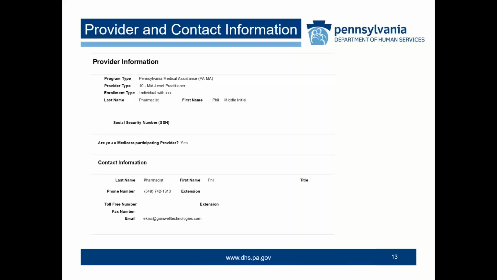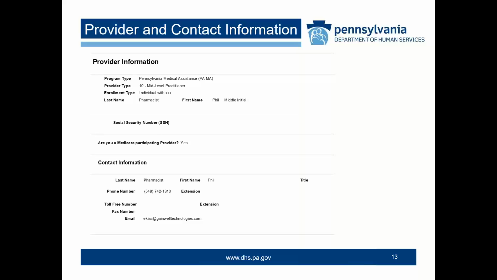At the beginning of your application, you need to choose the program type, provider type, and enrollment type. Your program type is Pennsylvania Medical Assistance, PAMA. You are a mid-level practitioner for provider type. And in this instance, you are an individual with a social security number. This is your enrollment type. You will list your last name first, name last, and then you will list your social security number, the complete social security number, 9 digits or 10 digits.